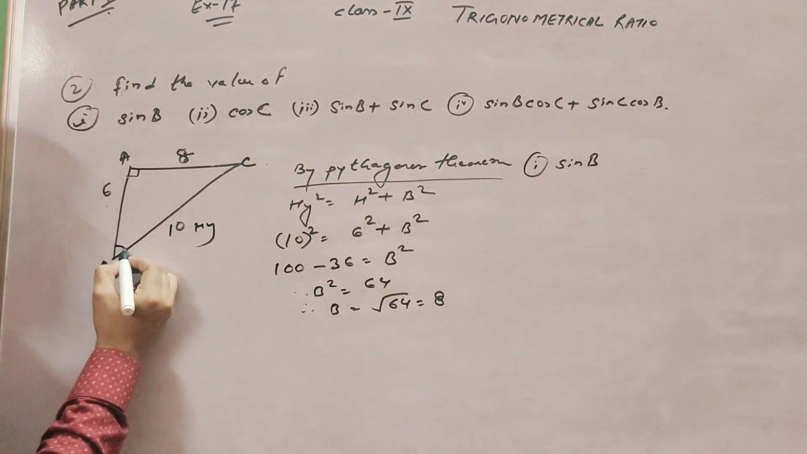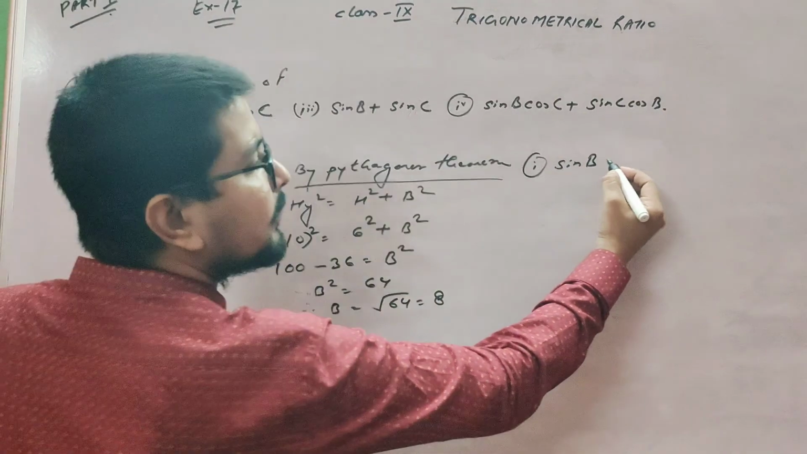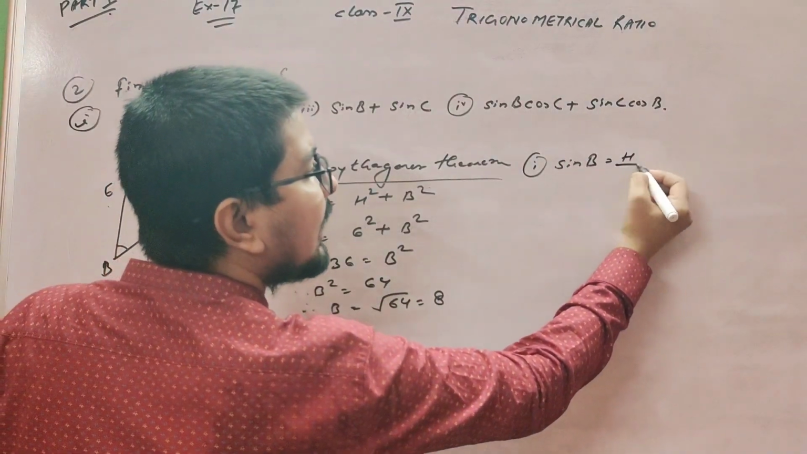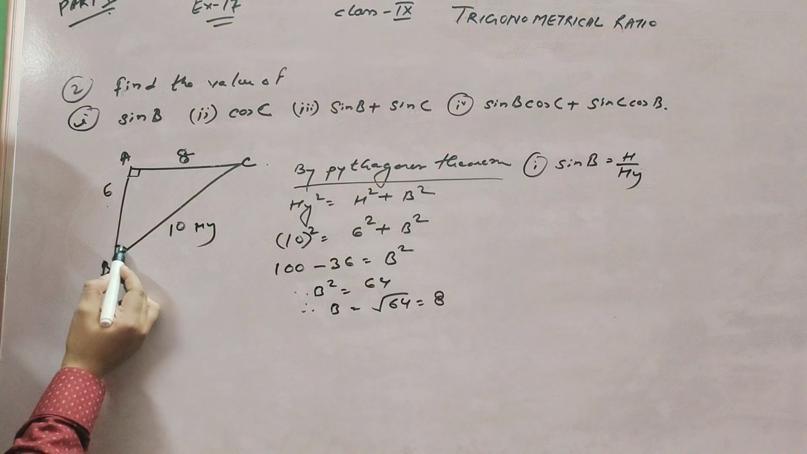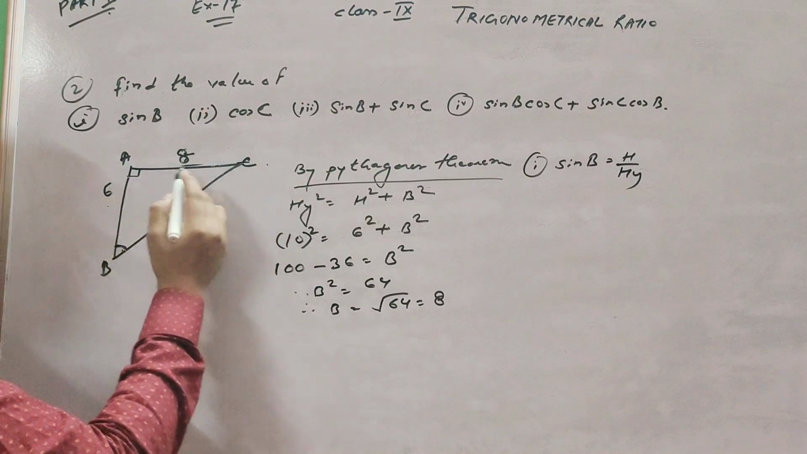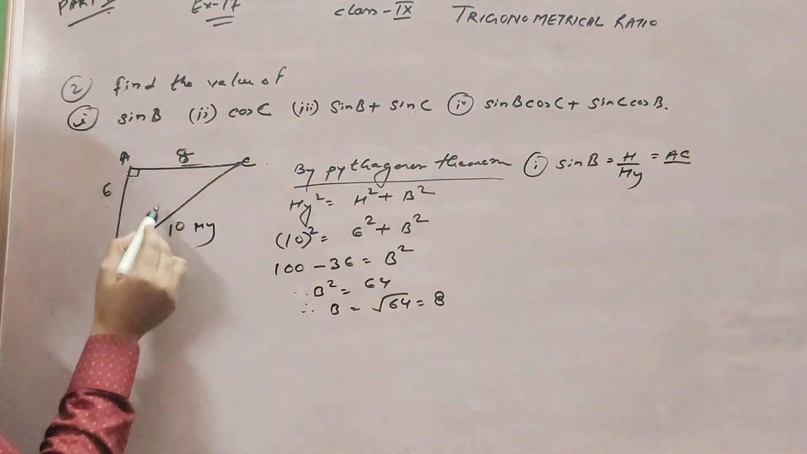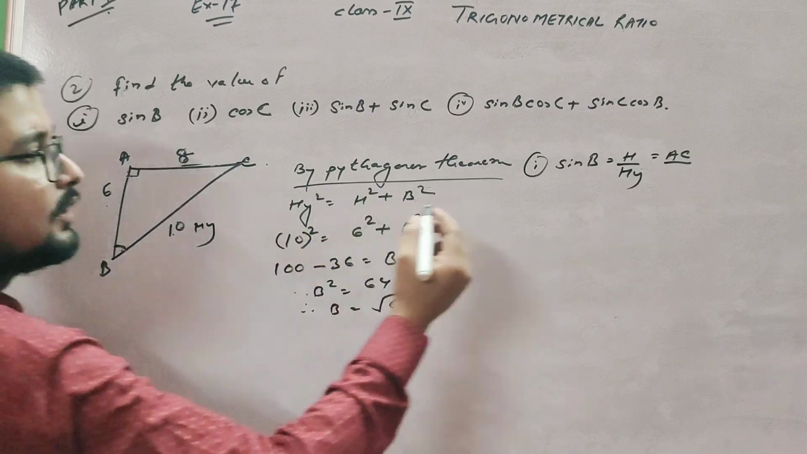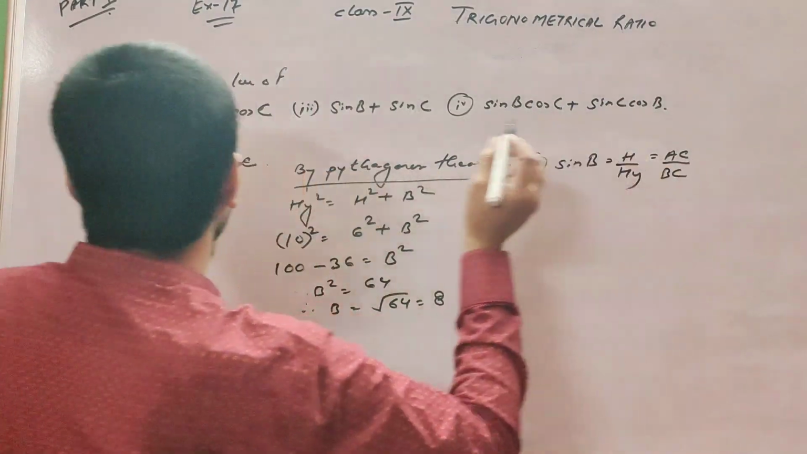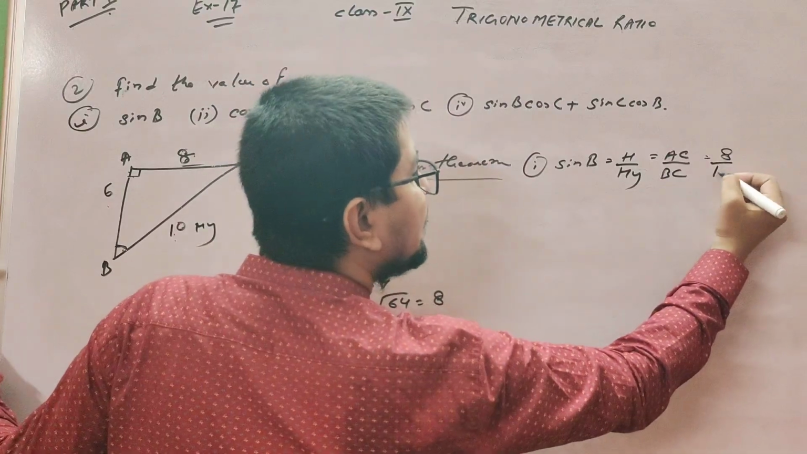Okay, see, the first question is sin B. Sin B, that means the angle is here. We know that the formula of sin B is height by hypotenuse. So the angle is here. What is the height? This is your height, AC. We write down the name also, AC. And this one is the hypotenuse because the opposite of 90 is hypotenuse, that is BC. So AC by BC. AC is 8 and BC is 10, that is 8 by 10.